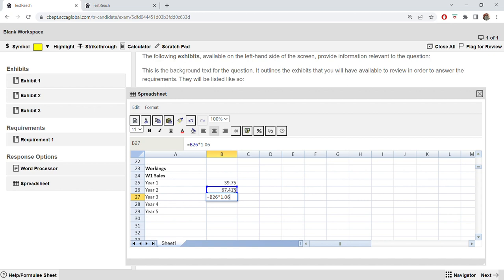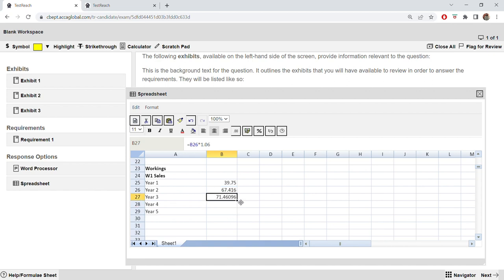Remember, this you cannot do if inflation keeps changing every year, volume keeps changing every year, or the price keeps changing every year. This is only possible when volume, price, inflation, everything is same. But with year 1, you cannot do that. So keep year 1. From year 2 onwards, you can do, because there's a pattern from year 2 to 5. Press enter.